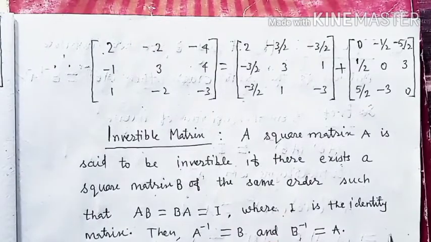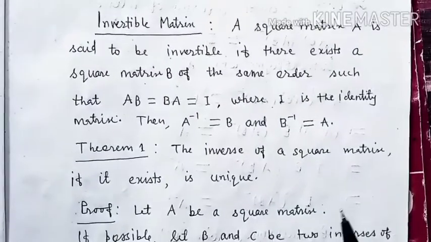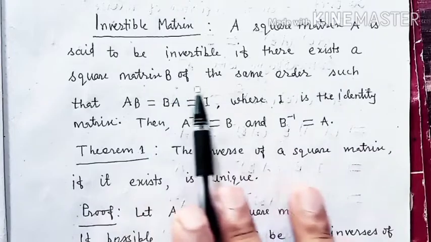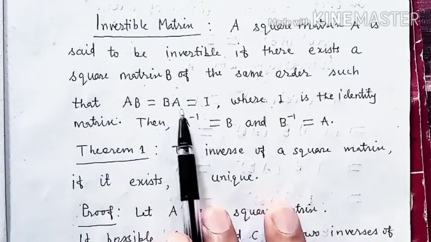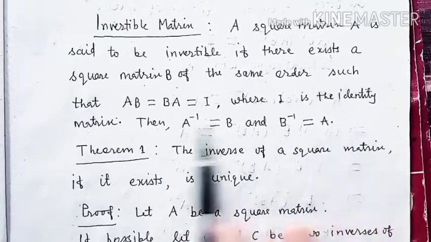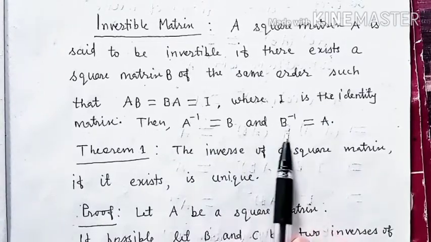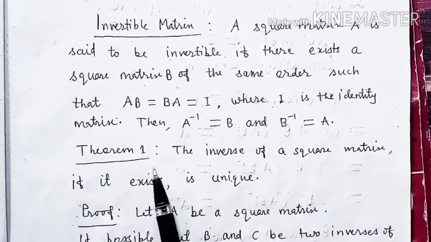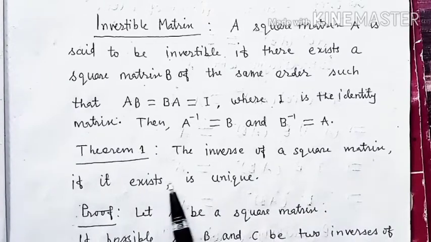Let us discuss invertible matrix. A square matrix A is said to be invertible if there exists a square matrix B of the same order such that AB is equal to BA is equal to I, where I is the identity matrix. Then we say that A inverse is equal to B and B inverse is equal to A. So let us discuss theorem 1. The inverse of a square matrix, if it exists, is unique. Let us prove it.